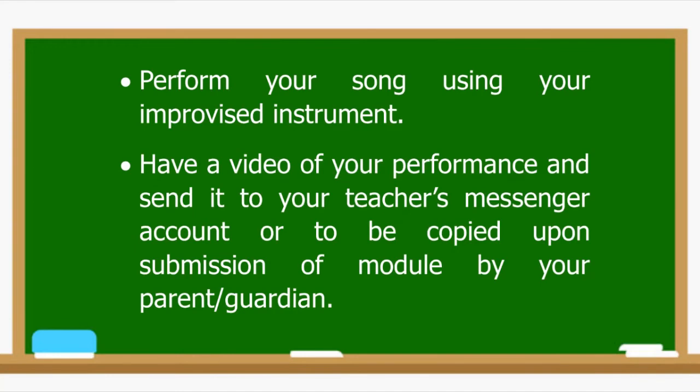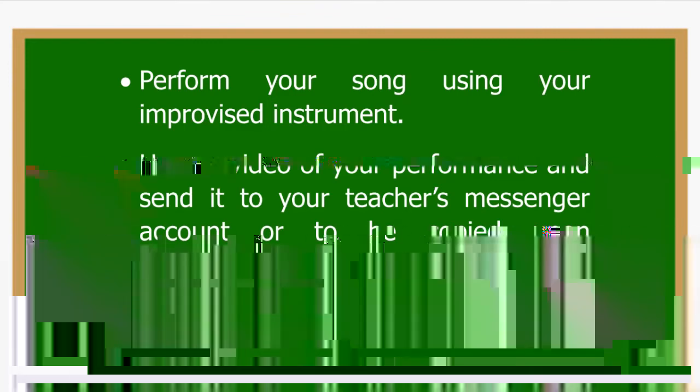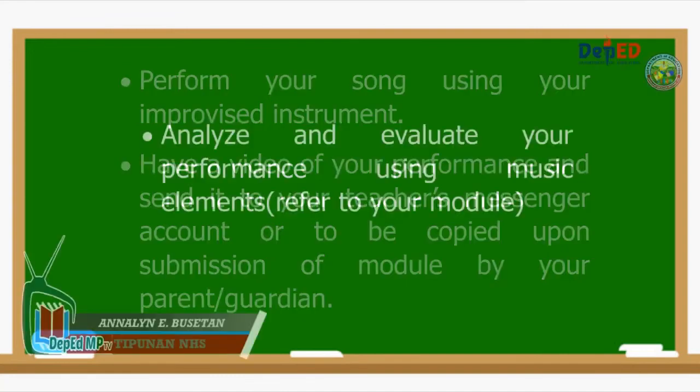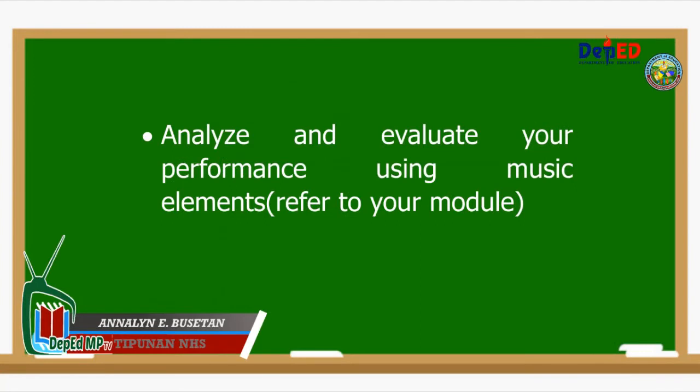Number 3, perform your song using your improvised instrument. Number 4, have a video of your performance and send it to your teacher's messenger account or to be copied upon submission of module by your parent or guardian. And number 5, you have to analyze and evaluate your performance using music elements. Please refer to your past modules about the music elements. Be guided with the rubrics on your module in designing your instrument and your music performance.